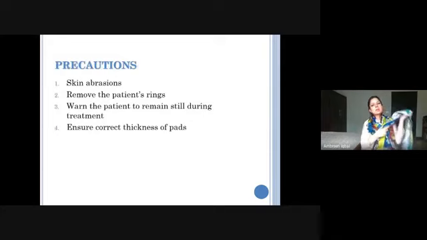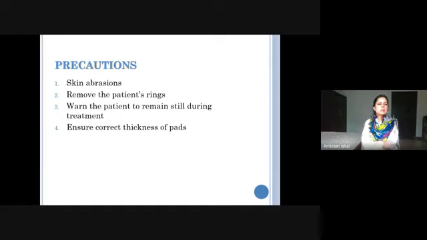A precaution you must take when using this process is skin abrasion. If there is skin abrasion, you must apply some petroleum jelly or gel in order to have an equal current density all around the tissues. Because where there is no epidermis due to abrasion, there would be less resistance, so the current density would be higher in that area and may lead to a burn. Remove the patient's rings, ask the patient to remain still during the treatment, and ensure the correct thickness of the pads for equal delivery of the drug.